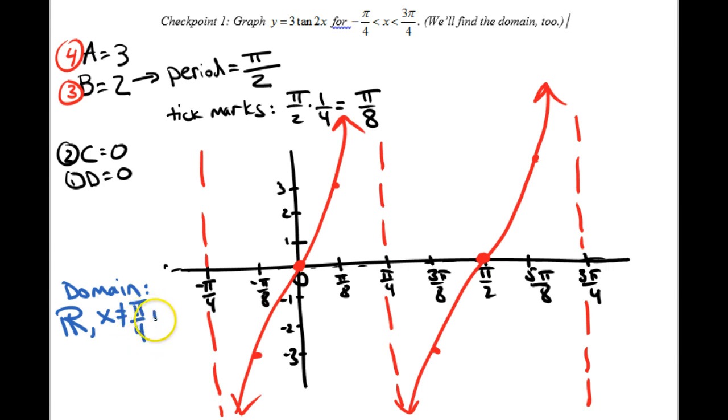And the asymptotes are going to occur every period. So every pi over 2 integers. And there's my domain of the entire infinite tangent curve.